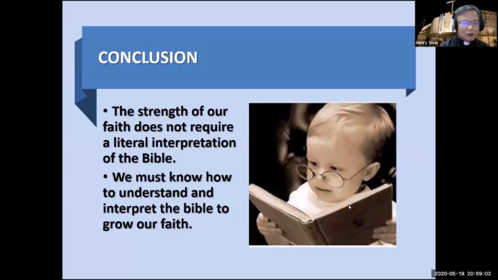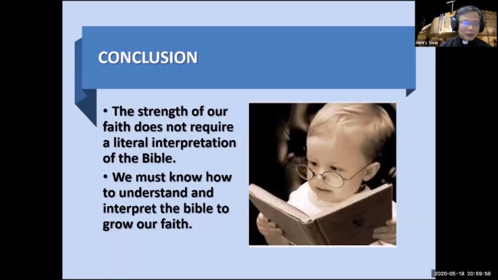Now I have gone through the slides very quickly. So here I want to conclude. Later on you may have some questions, and I will try to address a few questions before we move on. Now, the conclusion is that the strength of our faith does not require a literal interpretation of the Bible. We don't have to accept that God actually literally created as accounted by the authors in the first creation account, the second creation, that was actually what happened. No, we don't have to accept those descriptions as literal, as factual, to be people of faith in God.